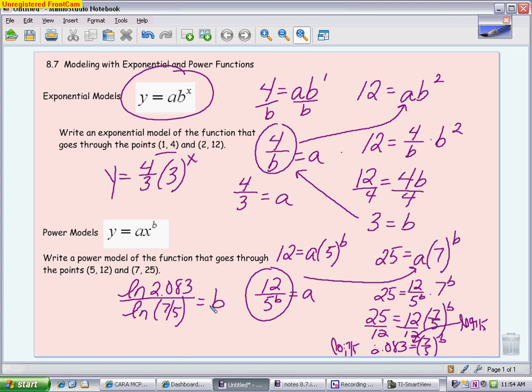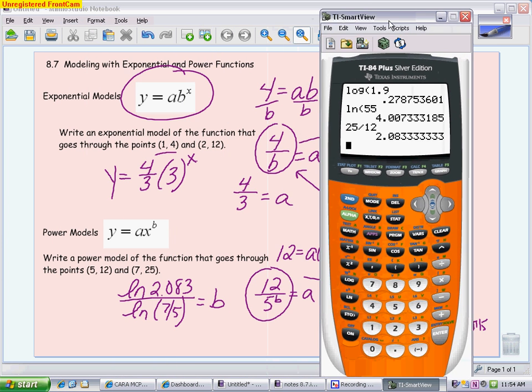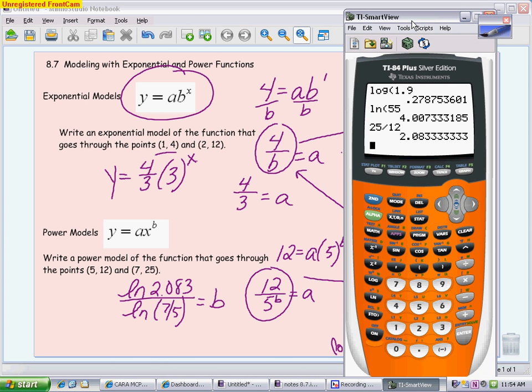So the nice thing is on my calculator, I'm going to move it back over so I can see what I was doing. I already have a 2.083, so what I'm going to do is take the natural log of the answer. So I hit second and the little negative sign. So that's going to take the natural log of the 2.083, and I don't have to worry about rounding it, divided by the natural log of 7/5. So there's my b value. It is 2.181 approximately.